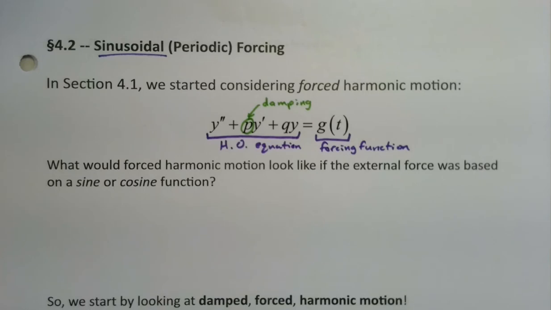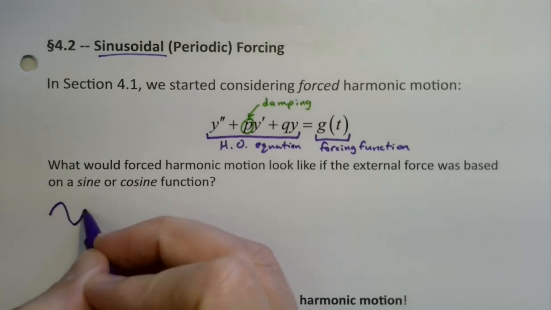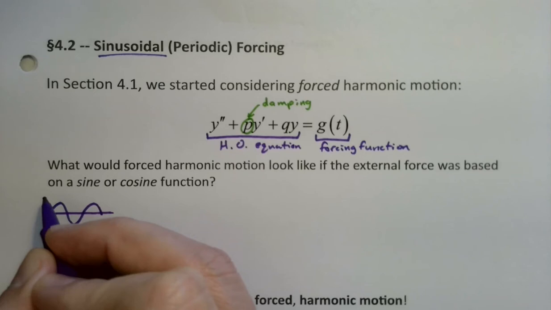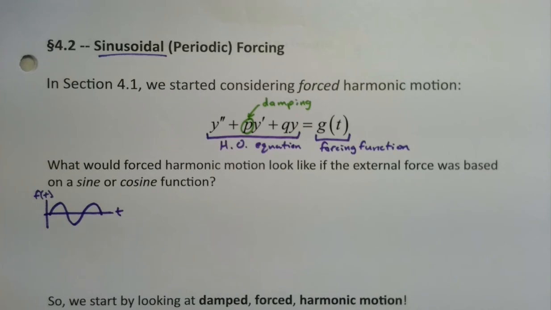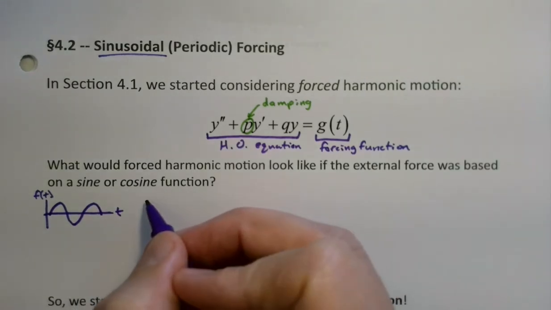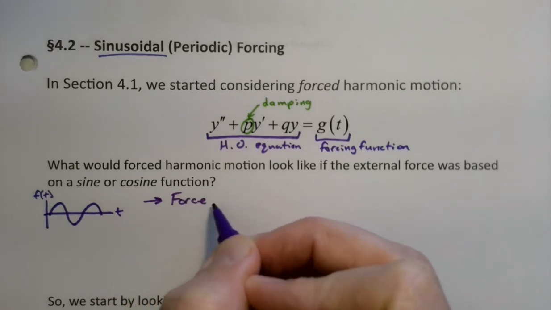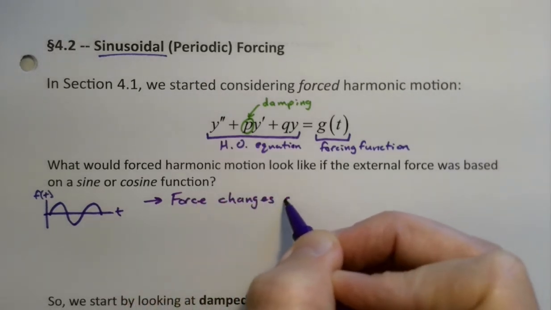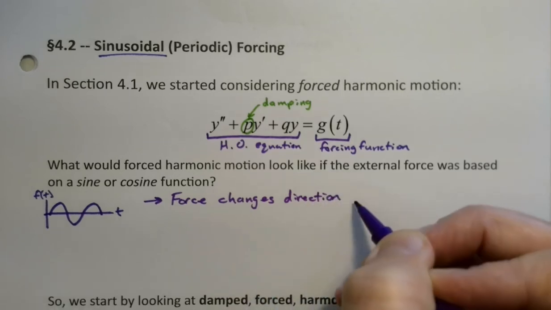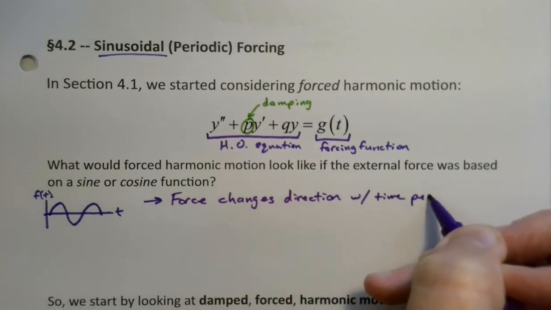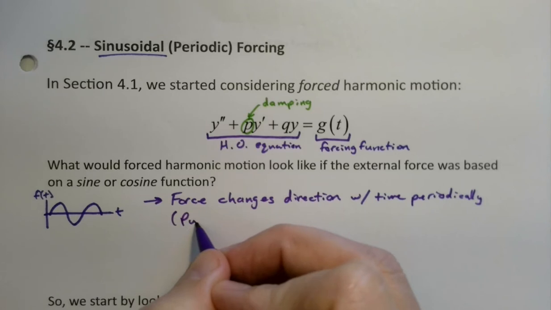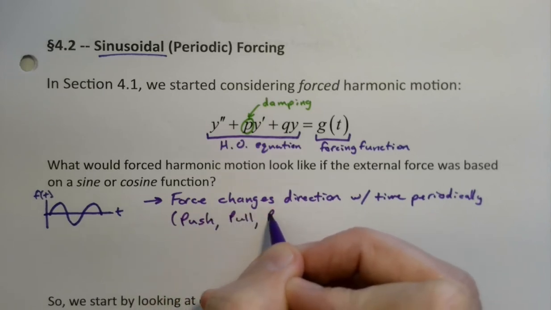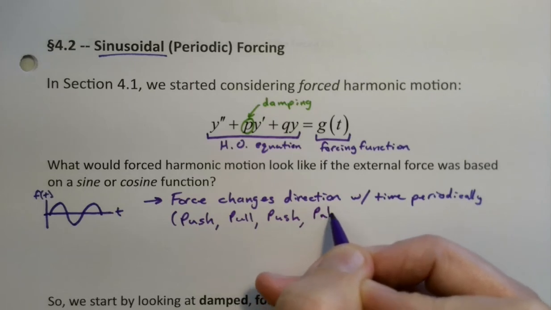And so the first little bit says, what would a forced harmonic motion look like if an external force was based on a sine or a cosine function? And if you remember, sine or cosine are going to look like this kind of function over time. And so that would be our f of t versus t. Since our sine or cosine function is going to be oscillating back and forth, that means that the force must be changing direction with time, periodically. And so you could think of it as a push, and then a pull, and then a push, and then a pull, so on and so forth.